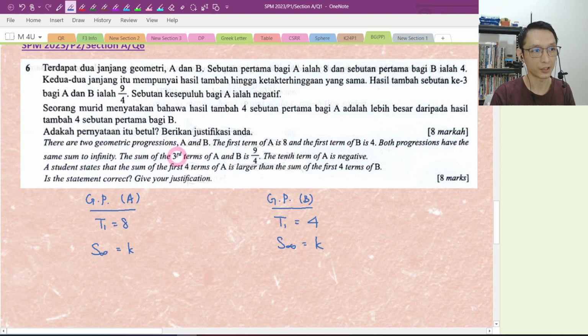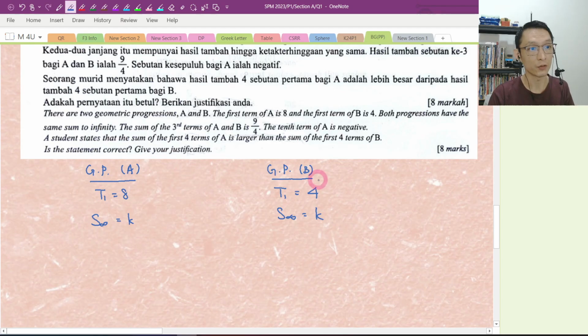The sum of the third term of A and the third term of B is equal to 9 over 4. Okay, so here we have a common ratio, here we have another common ratio, right? So I just use RA to represent the common ratio of GPA, and RB to represent the common ratio of GPB.